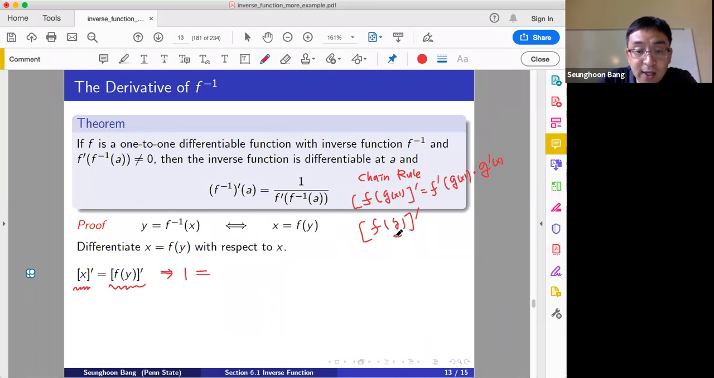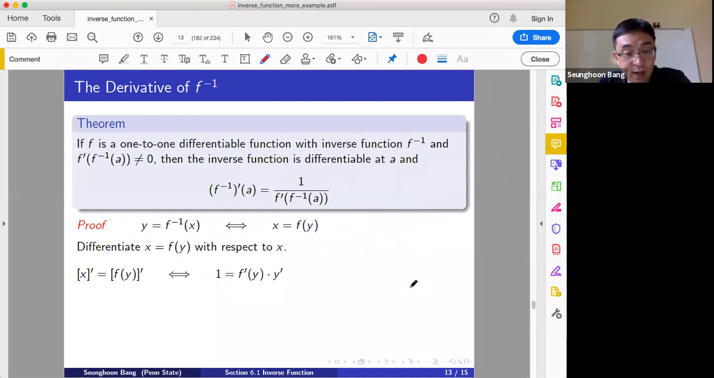Here, y is a function, not a variable. Exactly, log of g of x. So outer function prime, like this, times inner function prime. Exactly, f prime of y times y prime. So we have it, like this.